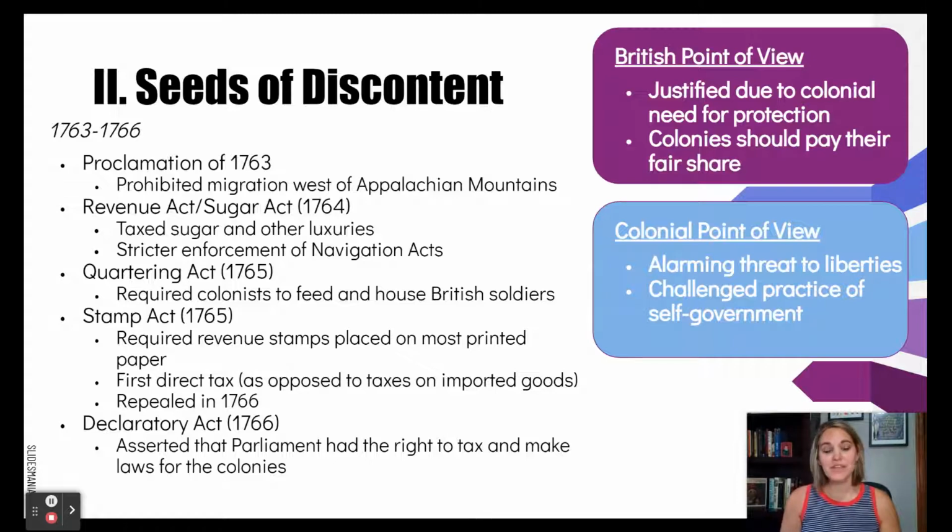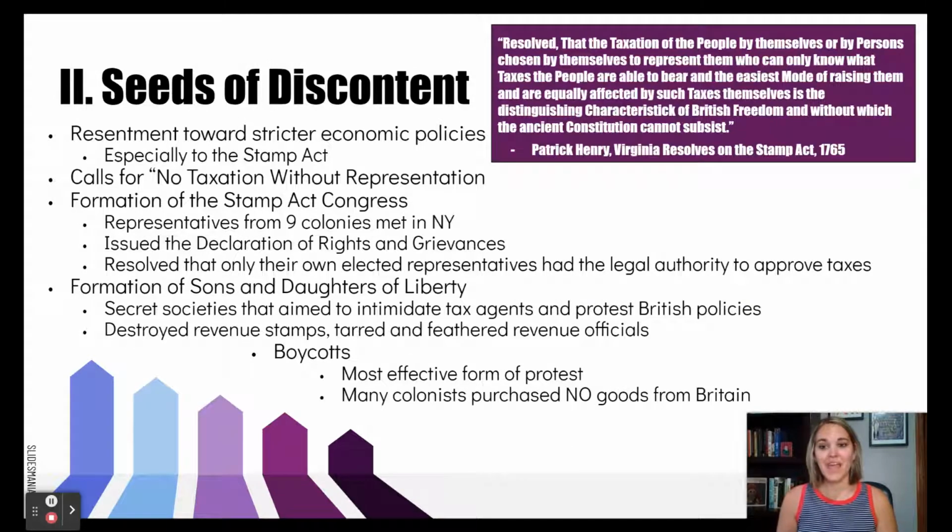However, the British believed that these taxes were justified. The debt was because of the French and Indian War, the 7 Years' War. Therefore, the colonies should pay their fair share. It was in protection of the colonies. You can see how those points of view may not be enough to ask for independence, but they definitely show some conflicting tensions here. The colonists resented these stricter economic policies, especially the Stamp Act, as it was the first direct tax.